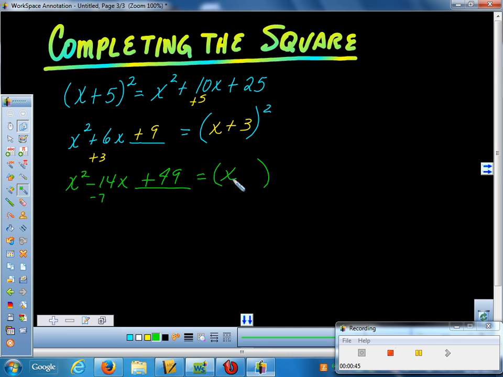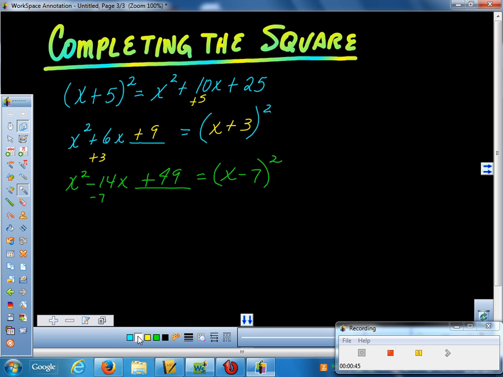How do you know the plus or the minus? The number, the first sign in the problem. If that was a minus 14, half of it was minus 7, so you'll end up with minus 7 there. It's always whatever the first sign was. Of course, quantity squared. Okay, one more.